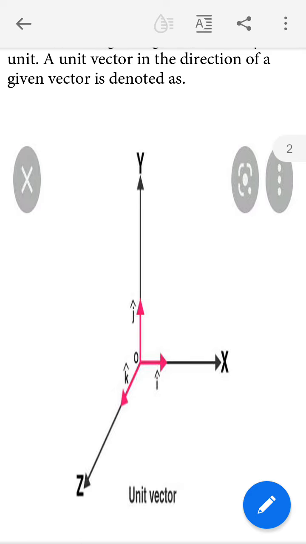A unit vector from the terminal point to the J, and it may be I or K.